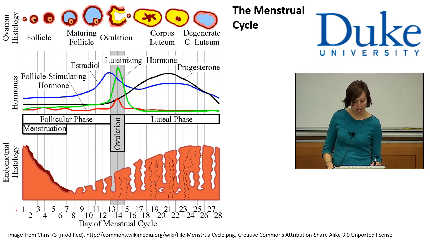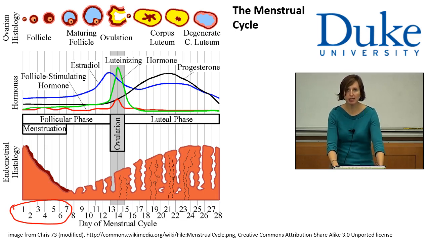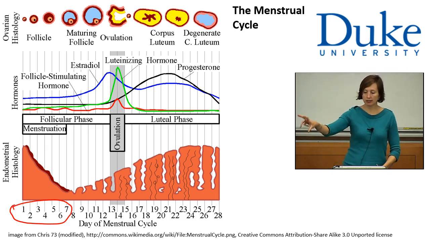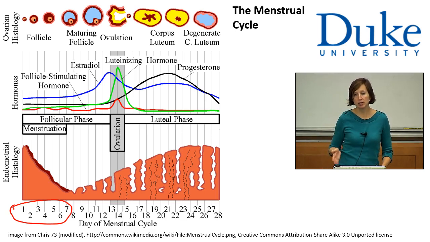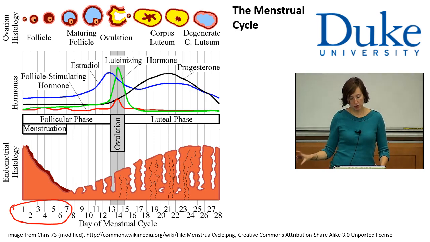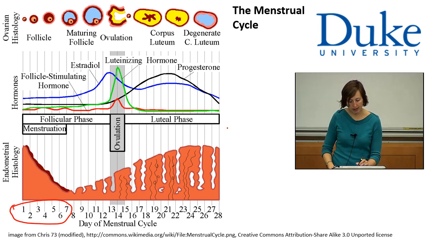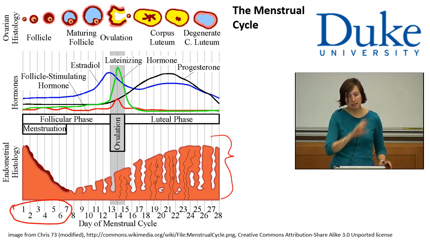So that's what's happening for roughly the first week of the cycle, is that we didn't get pregnant, the corpus luteum degenerates, estrogen and progesterone fall. That's the signal to the uterus it's time for menstruation. And so the lining of the uterus, which is what's shown in this bottom figure, sloughs off during menstruation.